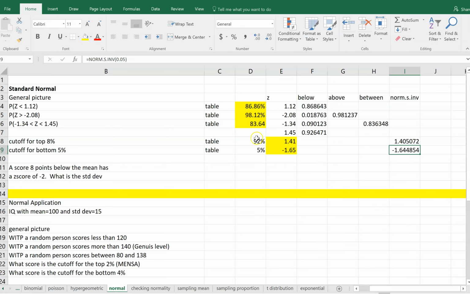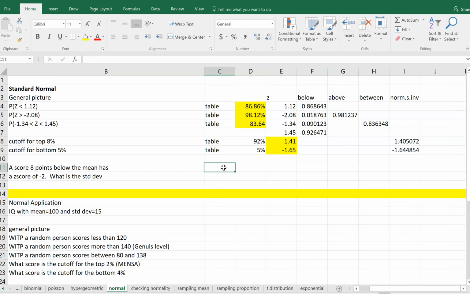These are the typical 5 questions that are asked. Probability below, probability above, probability between, top cutoff, bottom cutoff. These are the very standard questions anybody asks us about a normal distribution. Of course, you can get a little crazy. You can get a little general, cool question. That is, if you know the score is 8 points below the mean, and it has a Z-score of -2, can you find the standard deviation of that distribution?